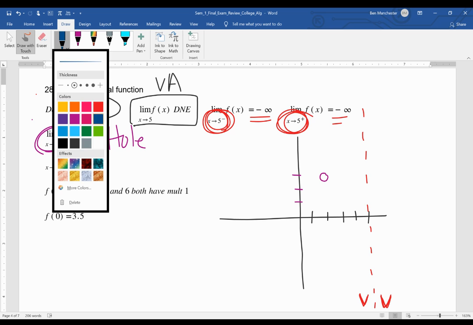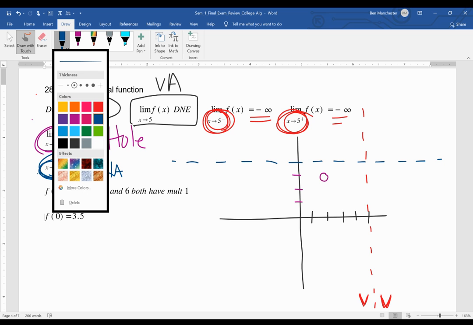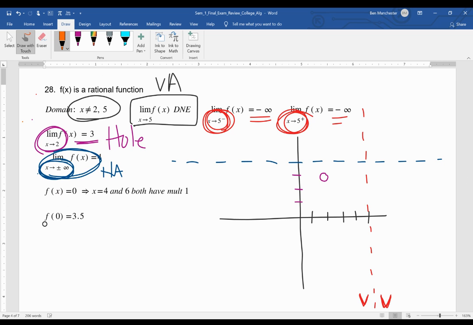And our next one, this is your horizontal asymptote. The limit as x goes to infinity is +4. So we put on our horizontal line, a happy little horizontal line, Bob Ross would say, right there. And now we talk about your intercepts. We have +4 and +6. Both are intercepts, and they both have multiplicity of 1. And then your y-intercept is 3.5. So right there is where it crosses your y-axis.